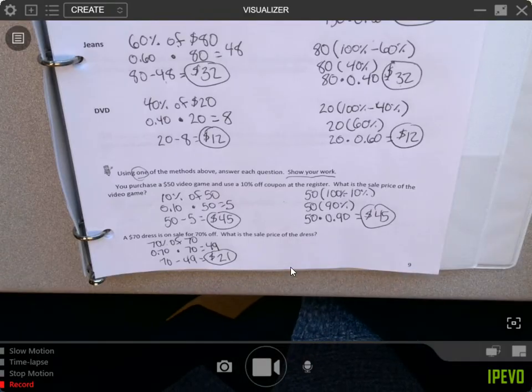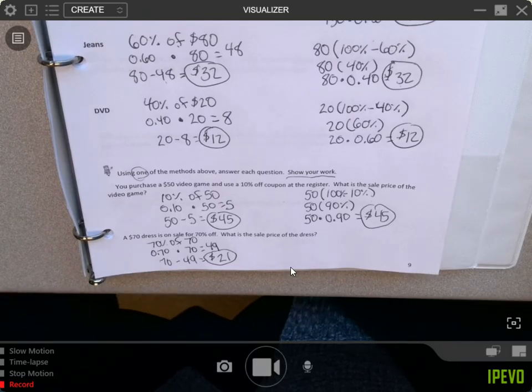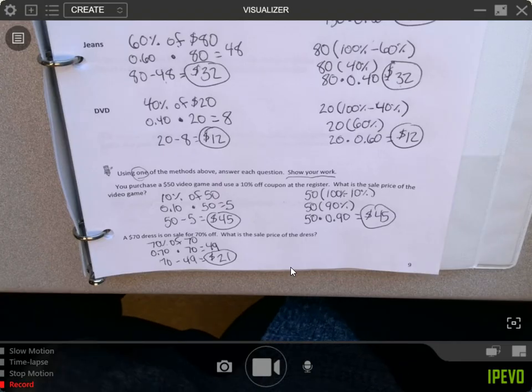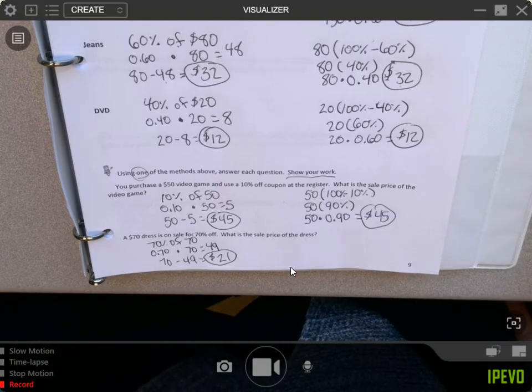Remember, it's always 2 steps. Multiply and then subtract. Or if you do it the other way, you're subtracting those percentages and then multiplying. Always 2 steps. Who wants to walk me through the formula way?